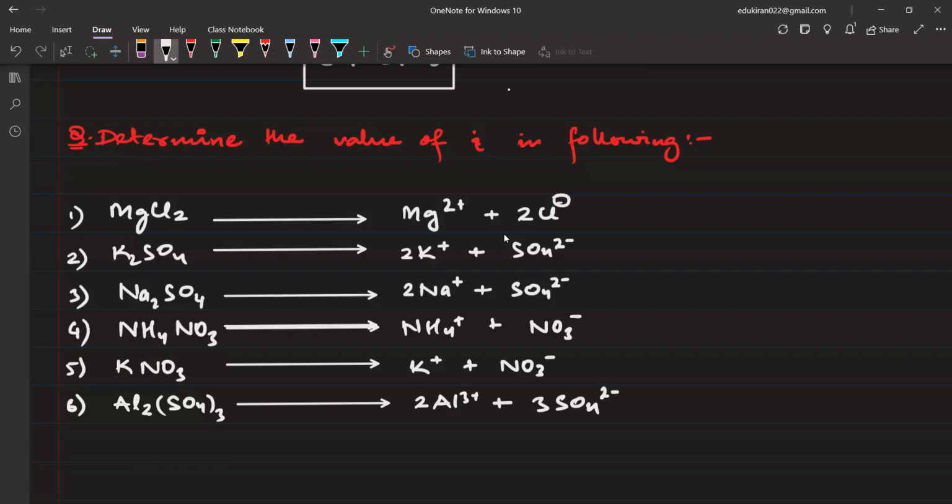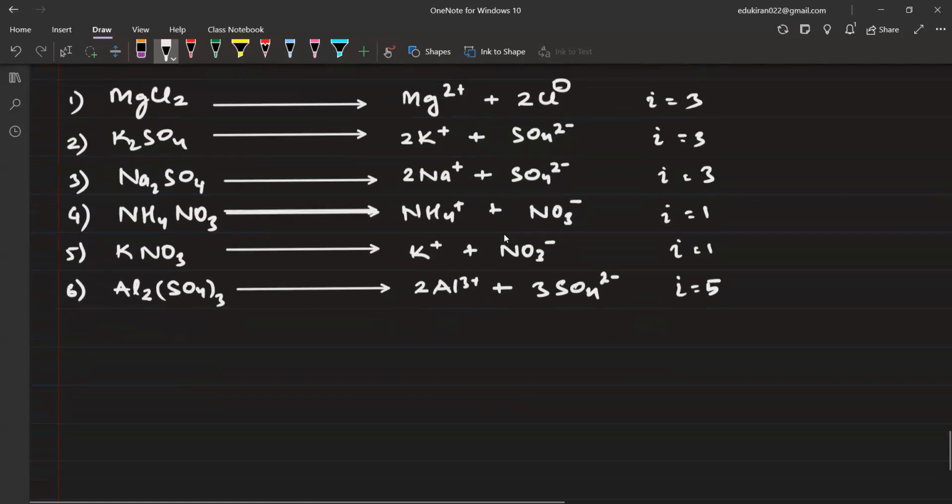Okay, so as you can see, i will be equal to how much here? 2 plus 1, that is equal to 3. Here also i will be equal to 3. Here 1 and 1, so i will be equal to 1. Here 1 and 1, so i will be equal to 1. Here we have 2 and 3, that means i will be equal to 5.